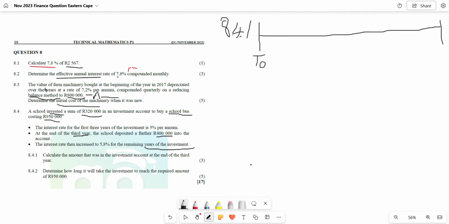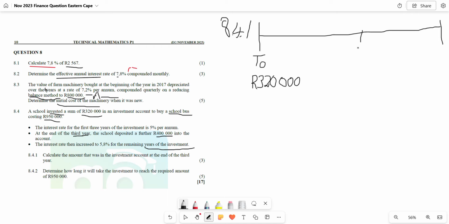Second, after indicating the number of years, you must indicate the amounts on our timeline. At T0, this is the money that is initially invested. The school invested an amount of 320,000 rand into an account. That is indicated at T0 there, the first amount. Then bullet number 2 says at the end of the 3rd year. 3rd year means T3. Then we must indicate that T3 here.